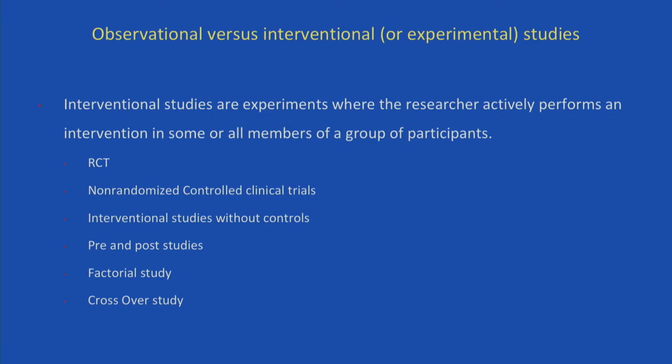These types of intervention studies are pre and post studies. Factorial studies, where suppose you have two different types of interventions and you are considering that a combination may be better than the individual study, then you can do factorial studies. You will give either A drug or B drug or combination or none, and that type of study is called a factorial study.